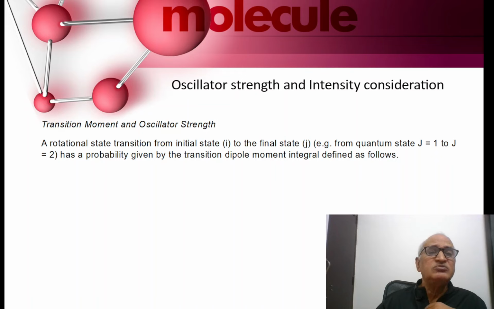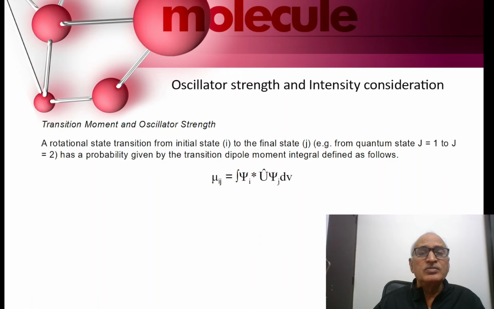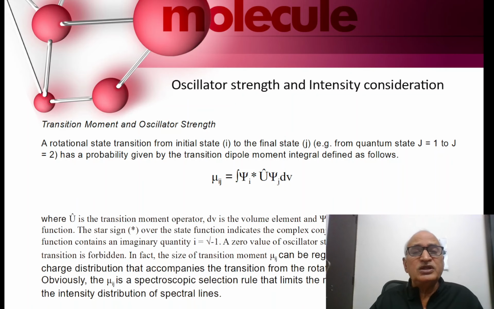We define a term, transition moment and oscillator strength. The rotational state transition from initial state I to the final state J, that is from quantum state J to J plus 1, has a probability given by the transition moment integral defined below, mu ij equals the integral of psi I star, then the operator, psi j dV. I will tell you the meaning of each and every term. Here, the cap over mu is the dipole moment operator. Remember it. This cap over mu indicates the transition moment or dipole moment operator.